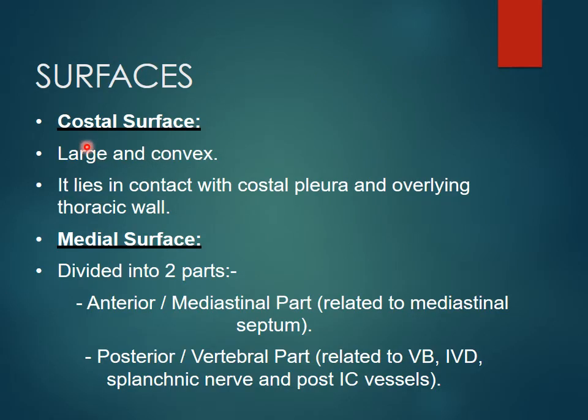Then come the surfaces of the lung. There are two major surfaces, the costal surface and the medial surface. The costal surface is large and convex. It lies in contact with the costal pleura and overlying thoracic wall, while the medial surface is further subdivided into two parts. The anterior part, known as the mediastinal part, is related to the mediastinal septum, and the posterior part, known as the vertebral part, is related to the vertebral bodies, intervertebral disc of the thoracic vertebra, splanchnic nerves, and posterior intercostal vessels.